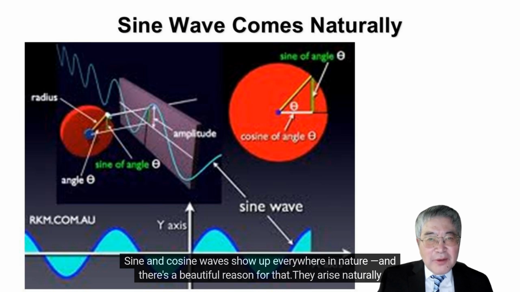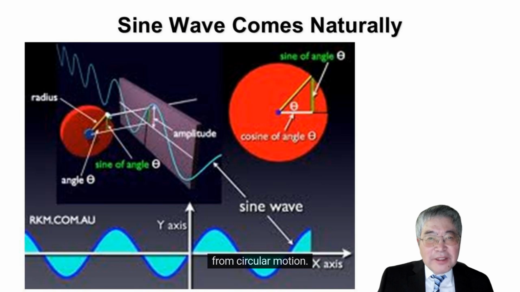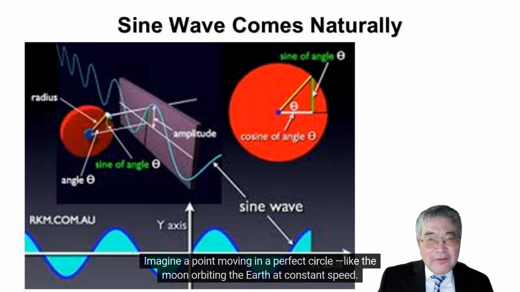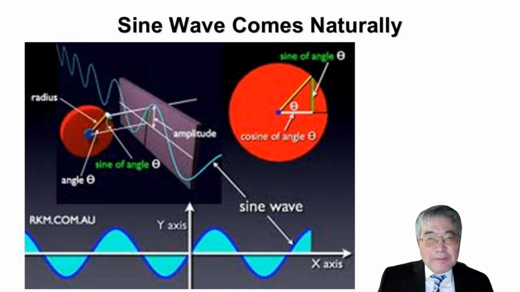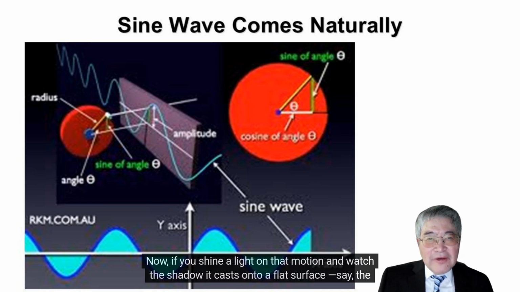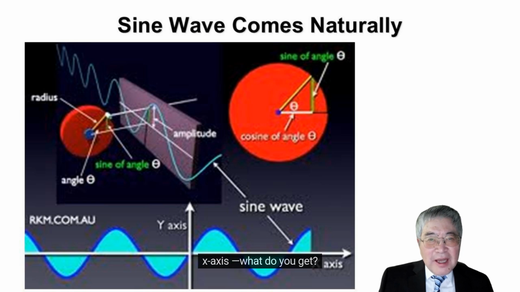Sine and cosine waves show up everywhere in nature, and there's a beautiful reason for that. They arise naturally from circular motion. Let's take a simple example. Imagine a point moving in a perfect circle, like the moon orbiting the Earth at constant speed. Now, if you shine a light on that motion and watch the shadow it casts onto a flat surface, say the x-axis, what do you get? You get a sine wave.